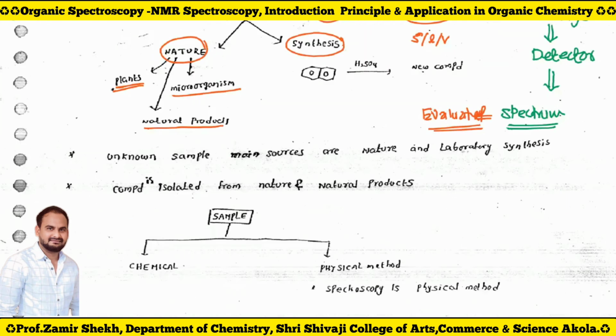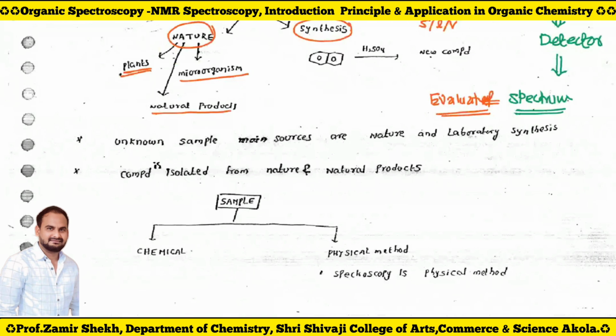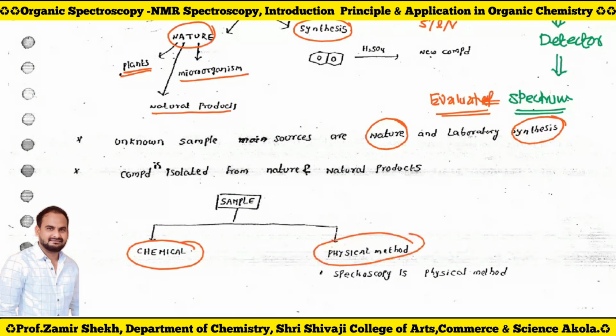So basically the unknown sample's source is either nature or synthesis in the laboratory. Okay, and that compound is first isolated, it should be purified first, and then we do the analysis. The analysis is again of two types. One is the chemical method of analysis, and another is called the physical method of analysis. For the chemical method of analysis, we do different chemical tests. For the chemical test, we require chemicals. Okay, we require time again, and a lot of things.